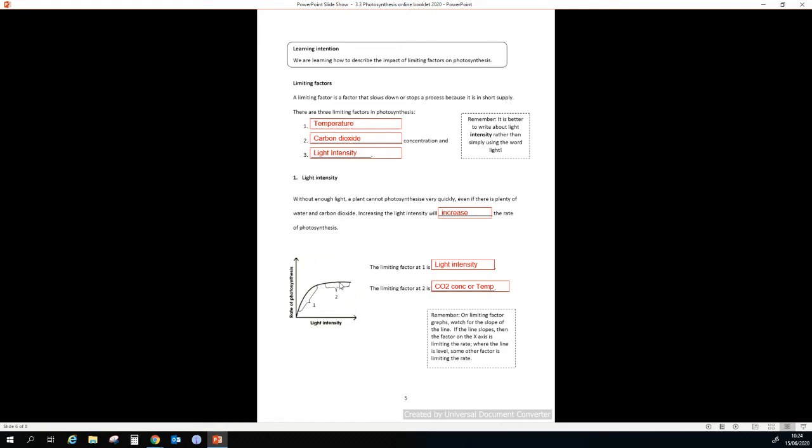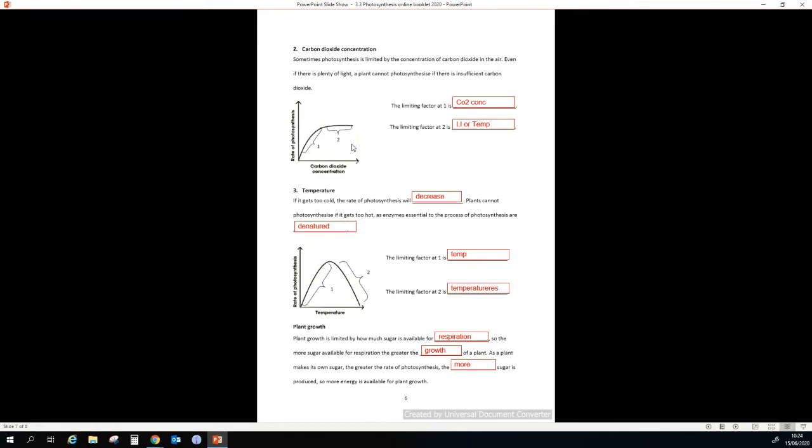Here, what we can say is of our three limiting factors, it looks like if you increase light intensity, so 5 units, 6 units, 7, 8, 9, 10 units of light, doesn't seem to do much to the rate of photosynthesis. So all we know at this stage is that light intensity is not the limiting factor. It's either going to be the temperature or the concentration of carbon dioxide. And similarly here, as I said, rule 1 is that the line is going up, so the limiting factor is CO2 concentration. And all we know for sure is that carbon dioxide is not the limiting factor at point 2.